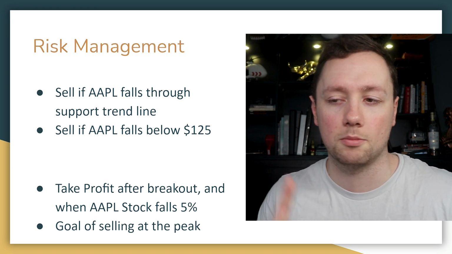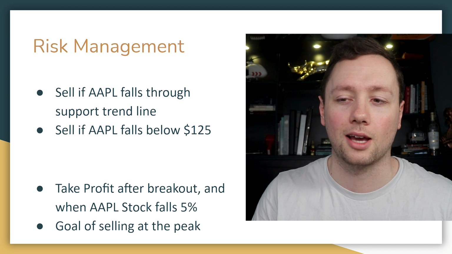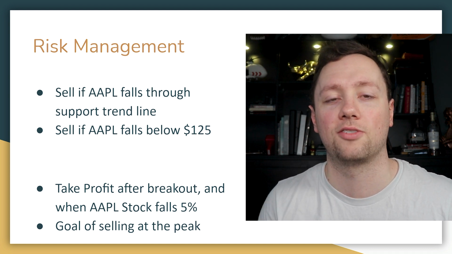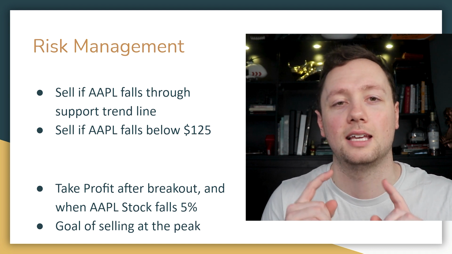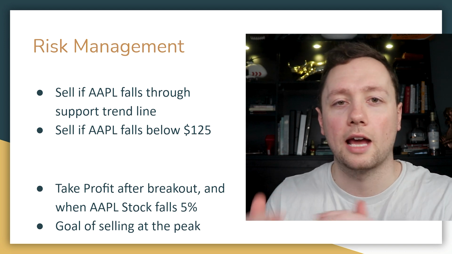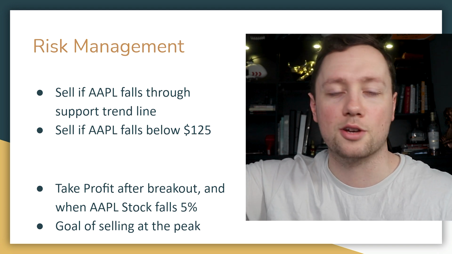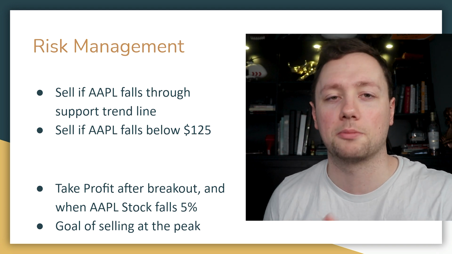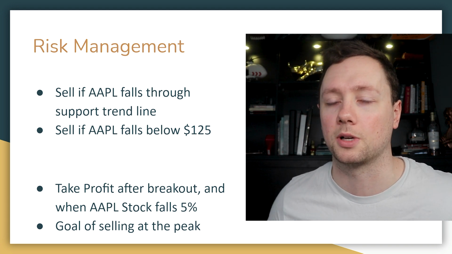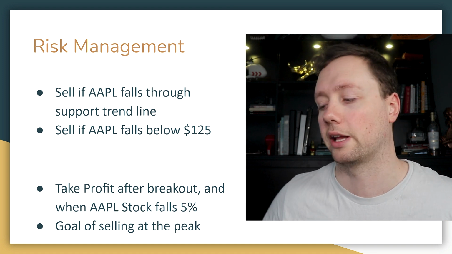However, I'm also going to take my profit after the breakout and when the Apple stock falls by 5%. So the goal here is to get out at the very top. When Apple breaks out and it starts to move up, as soon as that stock price starts to curve or flatten out or start to tail off, that's when I'm going to sell my shares. That's when I'm going to get out. That's when I'm going to take my profit. That is my full plan for this trade.